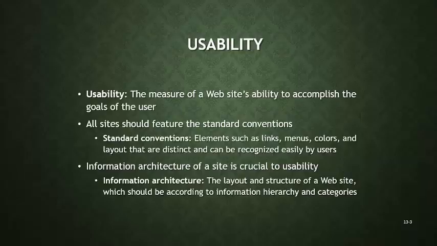Now, for our definition, usability is going to be how your website's ability is to accomplish the goals of the user. Sometimes you'll hear usability mentioned as how accessible it is for people with handicaps or meeting some government guidelines for those people who need extra help. So there might be some 504 guidelines. But in our case, this is how we're referring to usability.